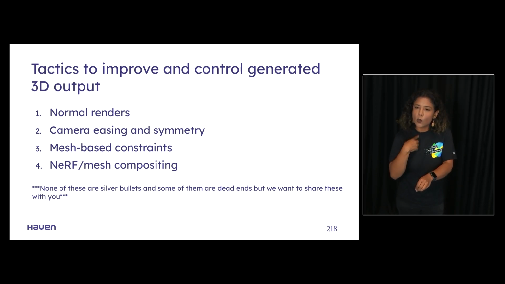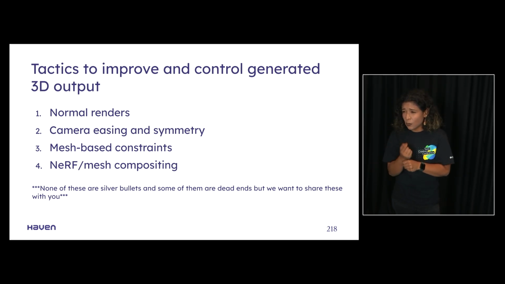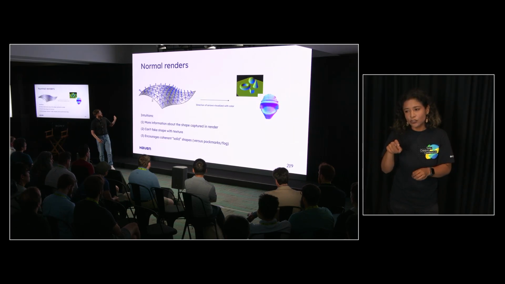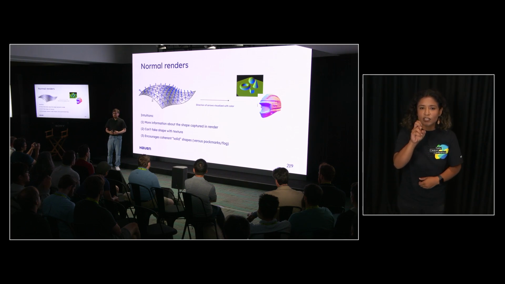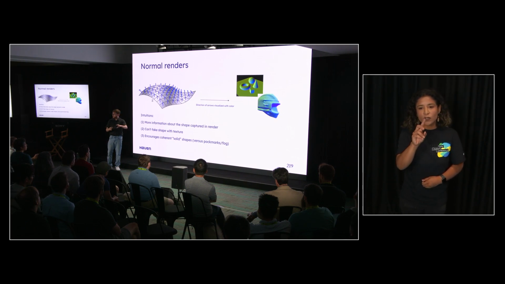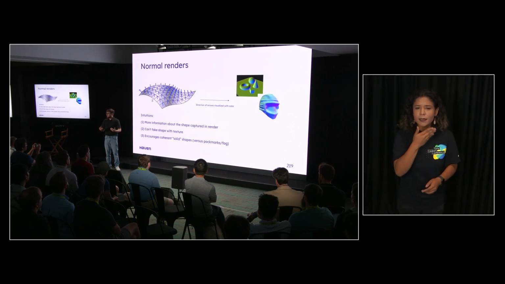So there's 4 techniques here. I'm going to talk about the first 2. And keep in mind, these are not silver bullets. If you implement them, you might not get exactly what you want, but they've helped us in our progress. So the first one is this idea of rendering the normals. So whenever these techniques are applied or mentioned in papers, you sort of render them as RGB images, and you use that information. But it's much better to render them as normals, and that's what we found.